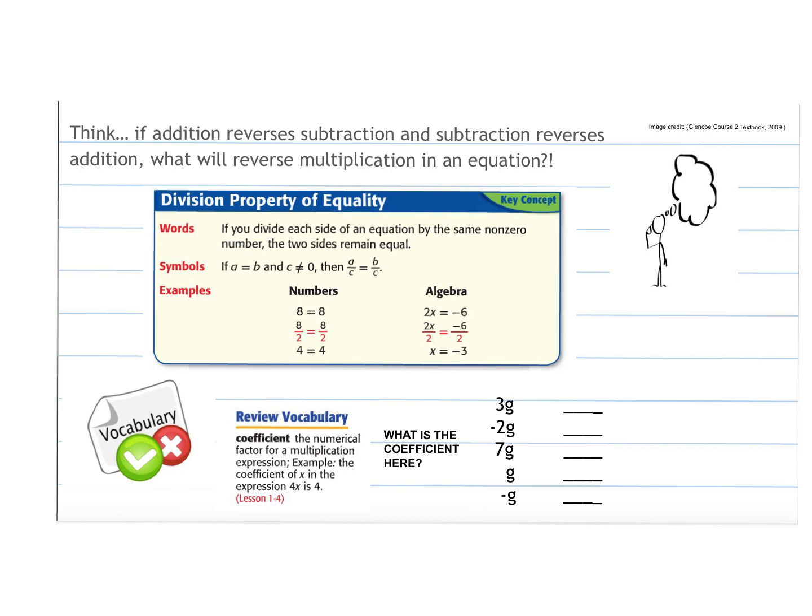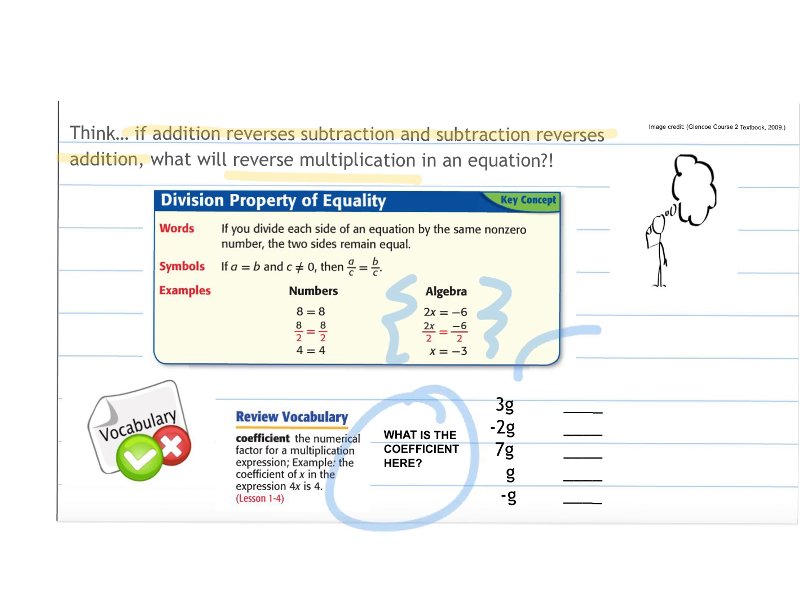So if we think about if addition reverses subtraction and subtraction reverses addition, what will reverse multiplication? If you're thinking division, then yes. So multiplication and division are inverses. So if we have an equation where a variable is being multiplied by a number like this, then we will divide both sides to get that number alone. And the number in front of the variable is called the coefficient.